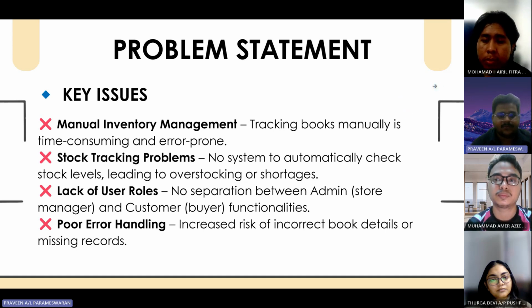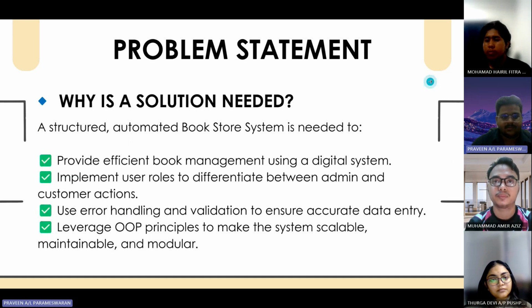Next is the stock tracking problem. There is no system to automatically check stock levels, leading to overstocking or shortages. Lack of user roles: no separation between admin, which is the store manager, and customer, which is the buyer, functionalities. Poor error handling: increased risk of incorrect book details or missing records.